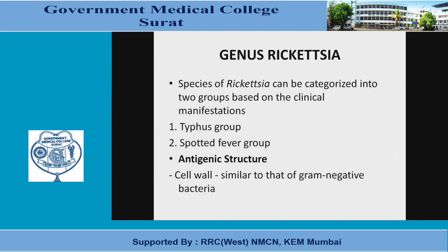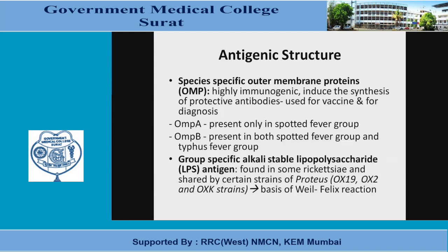Genus Rickettsia is broadly categorized, as I told you, into the typhus fever group and the spotted fever group, and the antigenic structure is similar to that of gram-negative bacteria. There are species-specific outer membrane proteins, OMP-A and OMP-B, present in this organism. OMP-A is present only in the spotted fever group. OMP-B is present in both the spotted fever and typhus fever groups. A group-specific alkali-stable lipopolysaccharide antigen is also present, found in some Rickettsia and shared by certain strains of Proteus, OX19, OX2 and OXK strains. This is the basis of the Weil-Felix reaction.